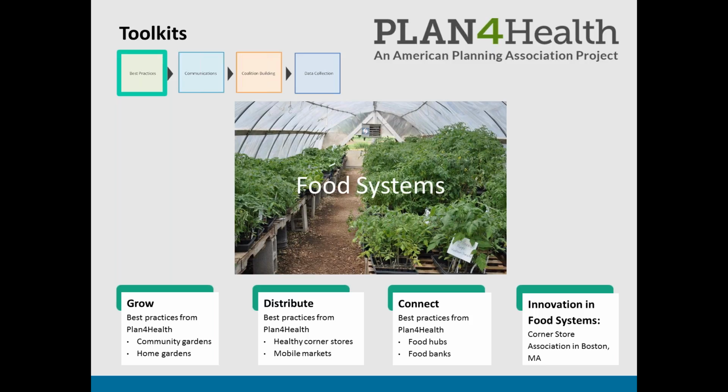Each of them are about 12 to 15 pages, but they're also meant to be pulled apart as necessary. So if someone wanted a page about informing their community about distribution best practices, there can be a standalone piece about that. We're hopeful it's useful as a point of communication and a little bit of information about the Plan for Health work.